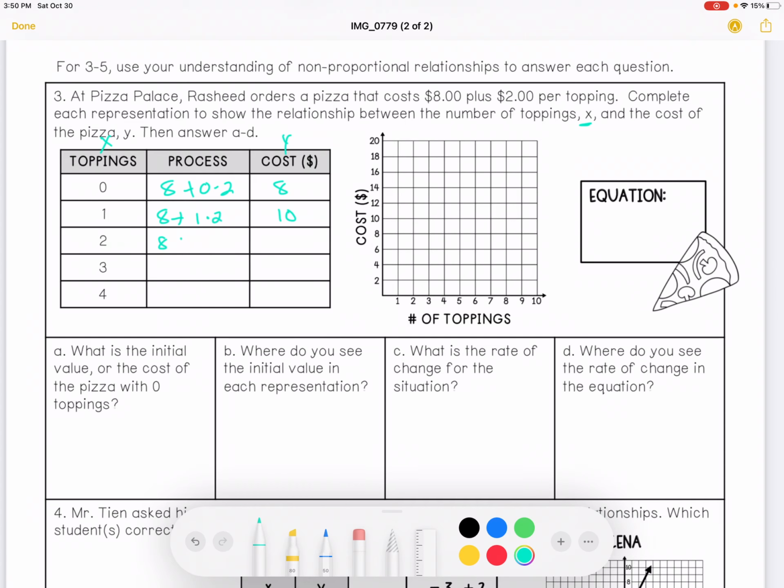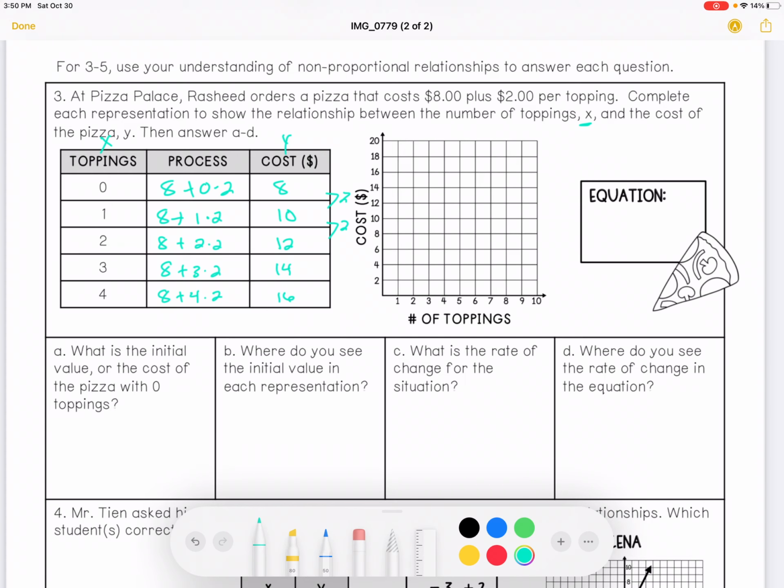For 2 toppings, we'd be paying 2 times 2, which would be 12. And for 3 toppings, we would be paying 3 times 2, which is 14. And for 4, we would be paying 4 times 2, which would be 16. Notice, our cost is increasing at a rate of $2 for every topping that we add to it.